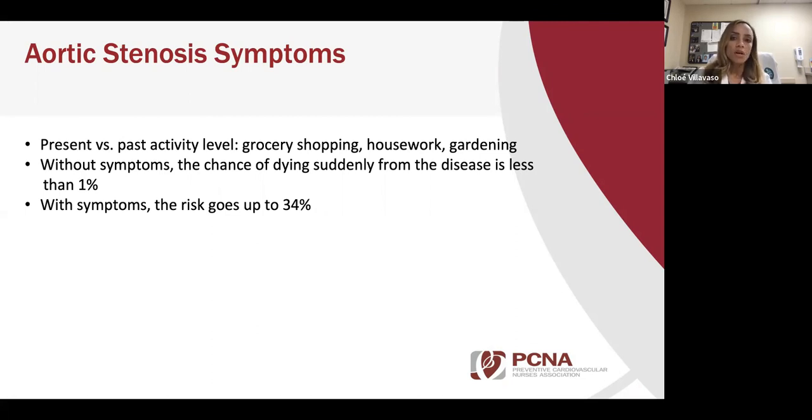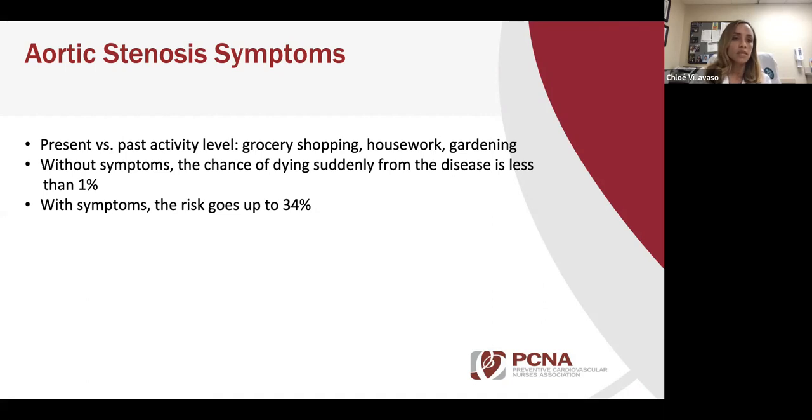Another important part of the history is to also compare present to past times. So we're coming up on Christmas now. You can say, okay, what are you doing now? And then you say, well, Thanksgiving last year, what were you doing? Did you cook? Did you buy groceries? Did you spend time with your family? Things like that, because sometimes patients don't realize how much of a decline that they've had until they compare those two time periods.